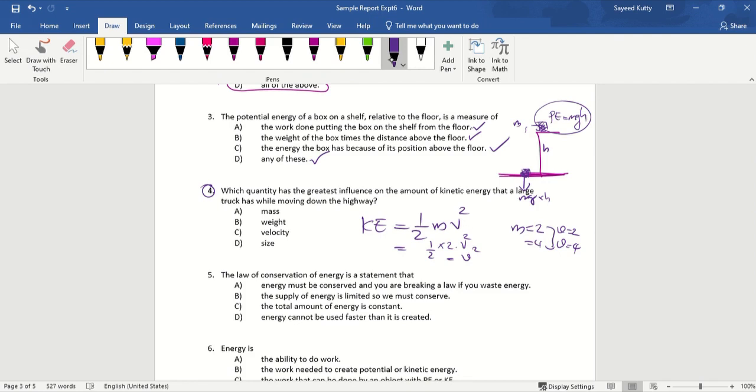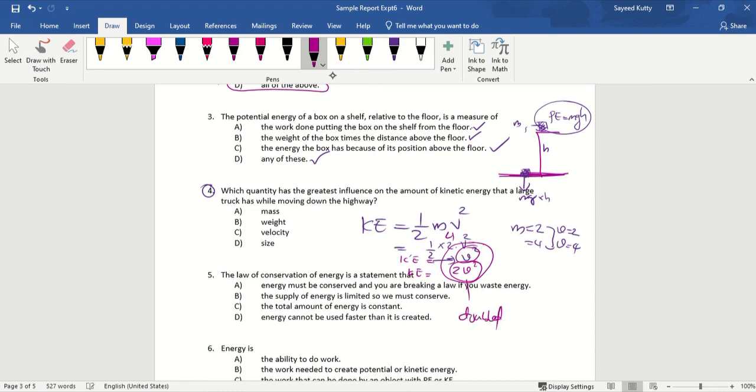Now if I increase the mass from 2 to 4, what will happen? It becomes half into 4 into v square. So it will be 4 by 2, 2v square. That means the previous kinetic energy is v square, and the new kinetic energy is 2v square. That means it doubled. The kinetic energy doubled here.